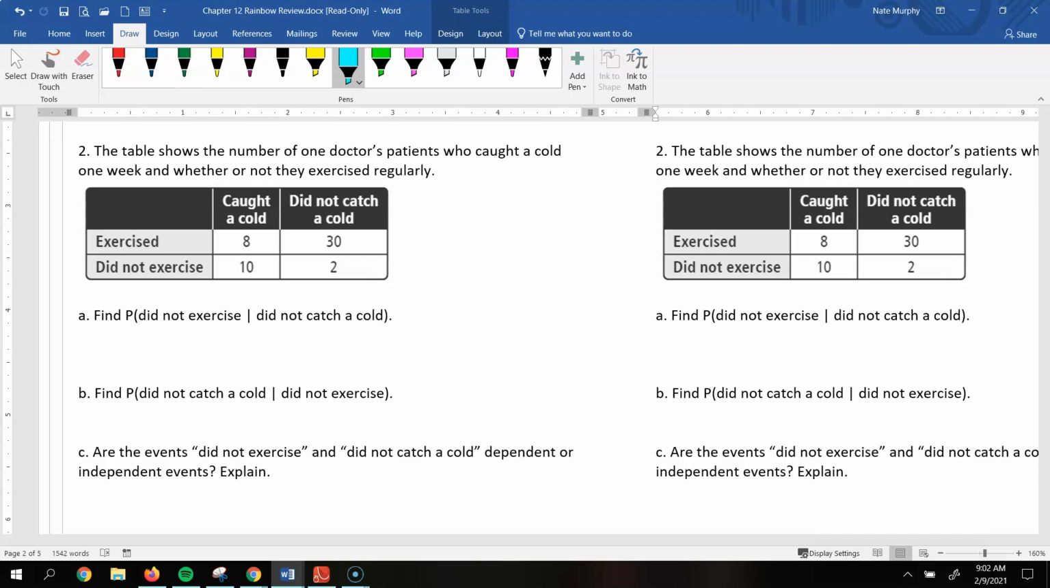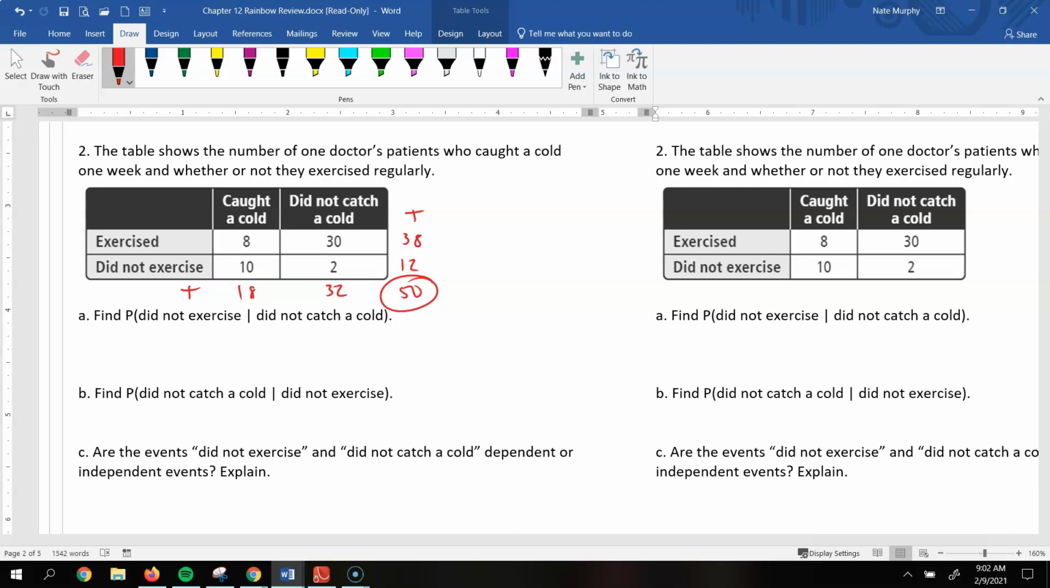They don't give us the totals here. It's always good to find the totals. So if we add 8 and 10, we get 18. 30 and 2 is 32. So that means there's 18 patients that caught a cold, 32 that did not. There's 38 that exercised and 12 that did not exercise. If you add those together, you get 50. If I add 38 plus 12, I get 50. If I add 18 plus 32, I also get 50.